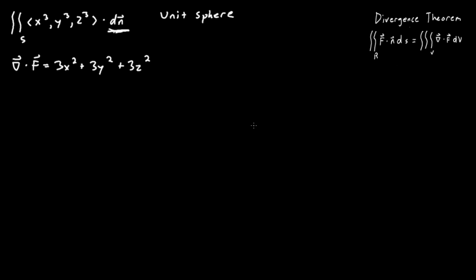Now you don't have to worry about any normal vector. You don't have to find a normal vector because all you have to do is a triple integral over your region. So what's your region? Well, your region is just the unit sphere. So rho is from 0 to 1, phi is from 0 to pi, and theta is from 0 to 2 pi. These are the bounds for a unit sphere.